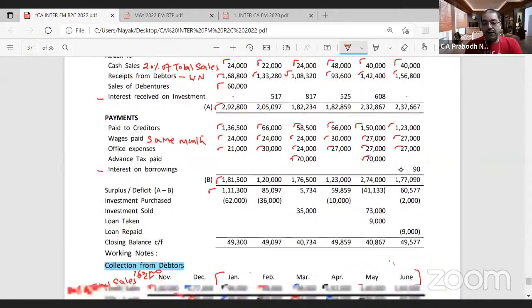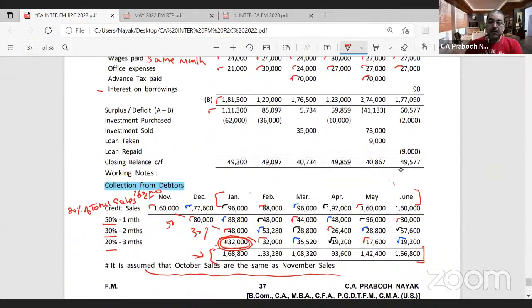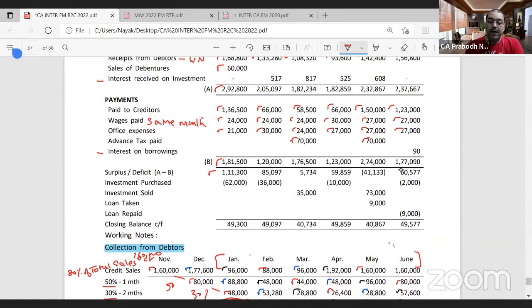Now this is the trick. What is the surplus that I am having? 1,11,300. Maximum I can keep with me is 50,000. If I keep 50,000 aside, how much is surplus? 61,300 is surplus. What should I do with the surplus?